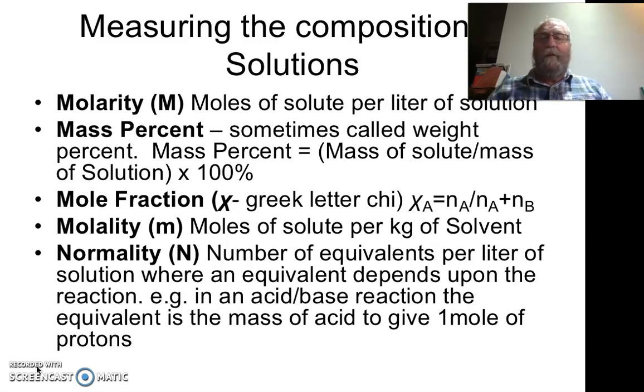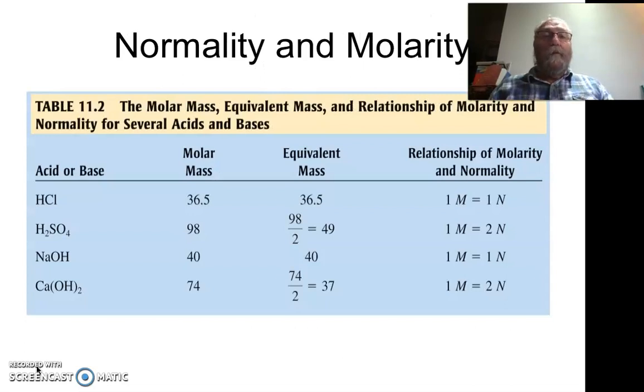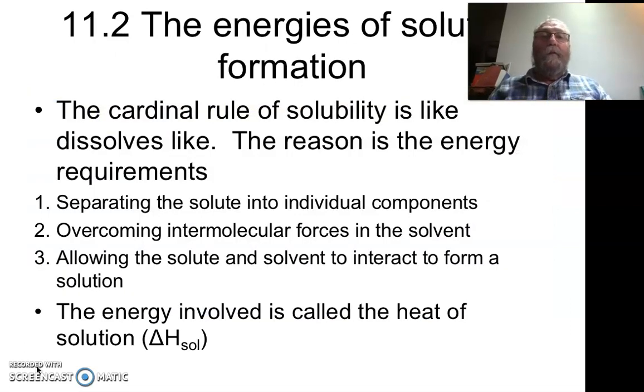Normality is not a measure that is really used in APs. But the idea of normality is that, for example, for HCl, a 1 normal solution equals a 1 molar solution, but in the case of H2SO4, a 1 molar solution actually releases 2 hydrogen ions, so it's a 2 normal solution.